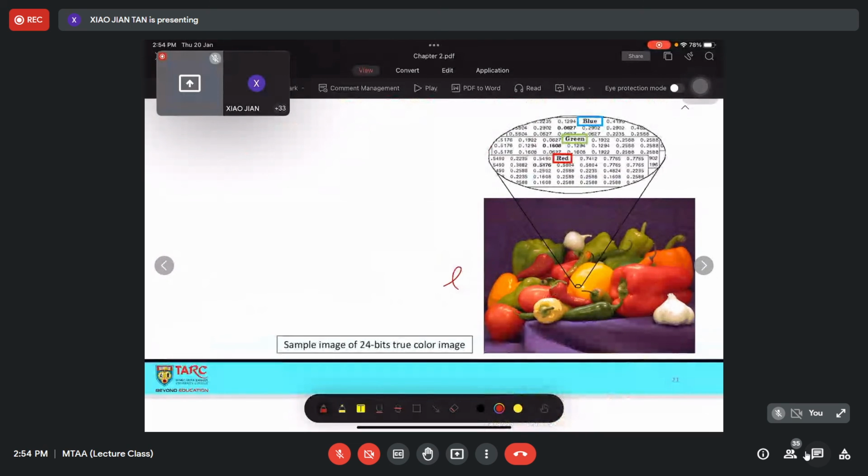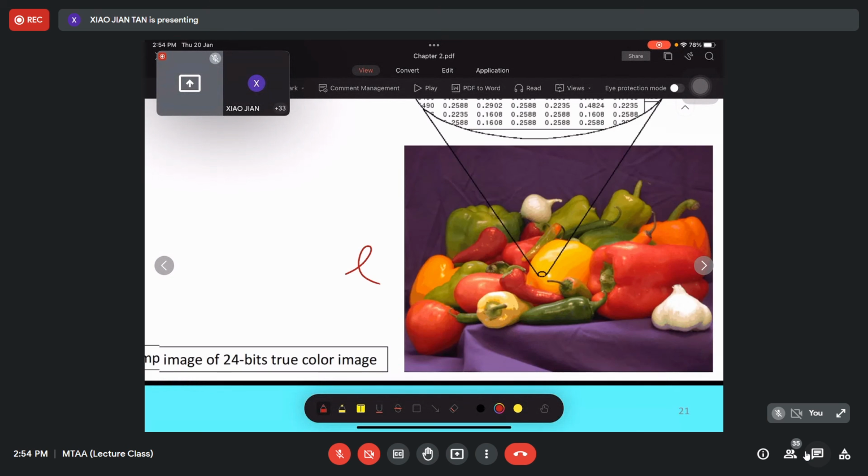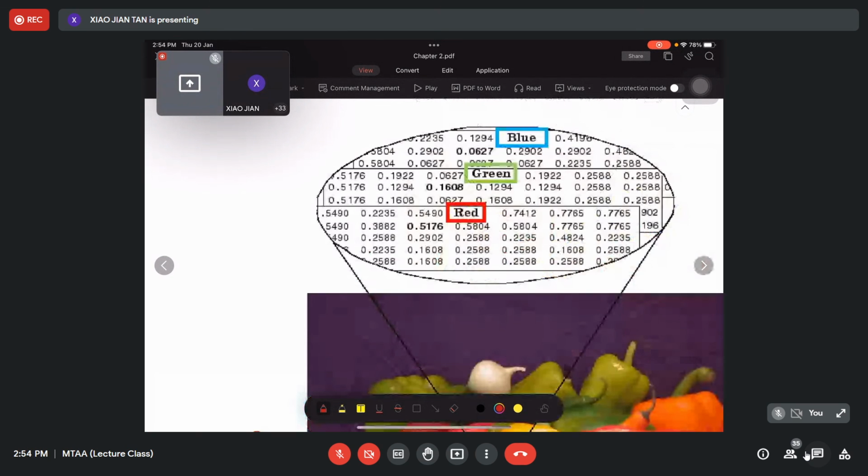So this image is an example from Matlab, called peppers.png. It's a sample image. Whenever you highlight, you can see the value of the red channel, green channel, and blue channel at a specific location. Why is this value between 0 and 1? Because the value is being normalized.